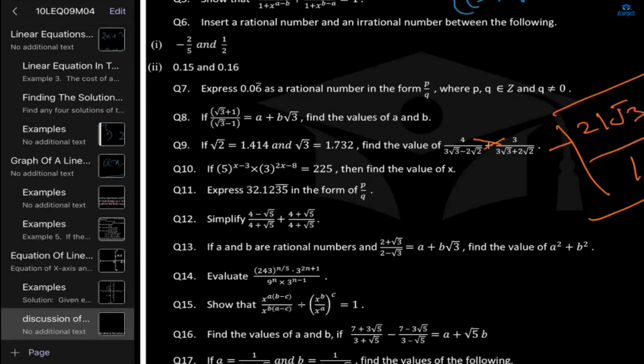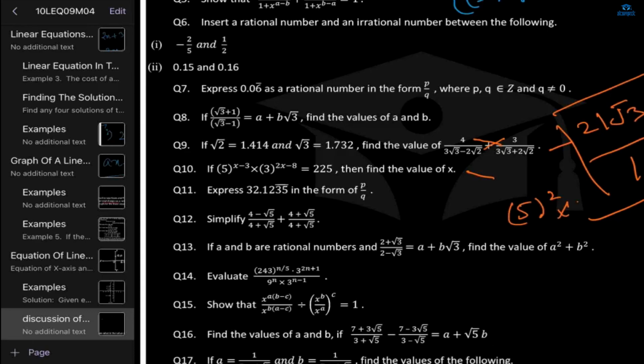Now, how will you get the value of x here? What you have to do is distribute 225 in this way: 25 into 9, and you'll get 5 to the power 2 into 3 to the power 2. Okay, understood? So you are going to put 225 as 5 squared into 3 squared.